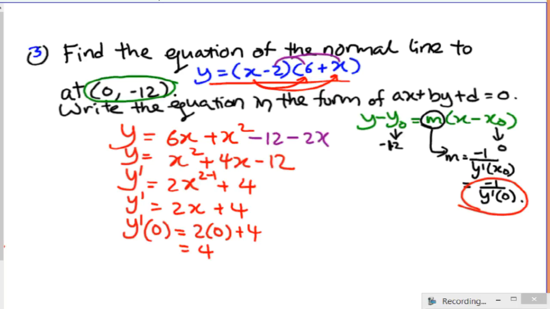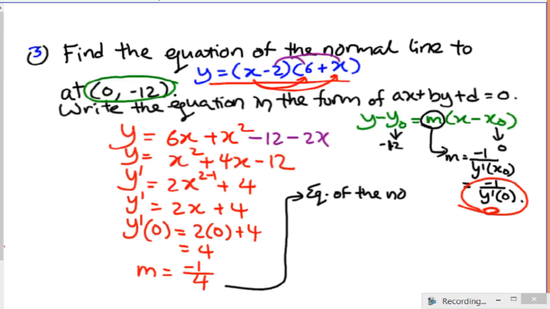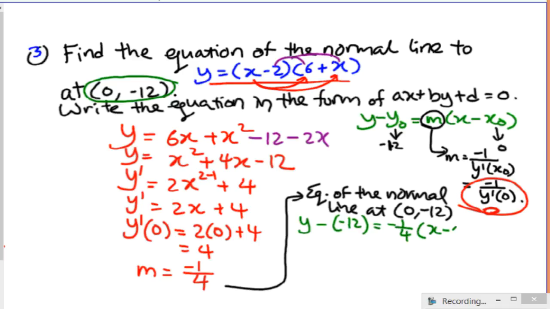So the next thing, what is my m? My m then is -1 over y dash, which is 4. That is this thing here. Okay? And it's -1 over 4. So my equation of the normal line at the point (0, -12) is simply going to be y minus, again, here is a negative number, so use a bracket, equal to -1 over 4 times x minus 0.